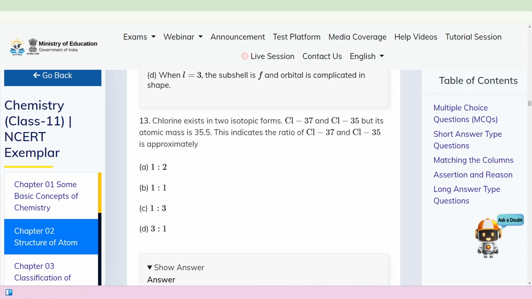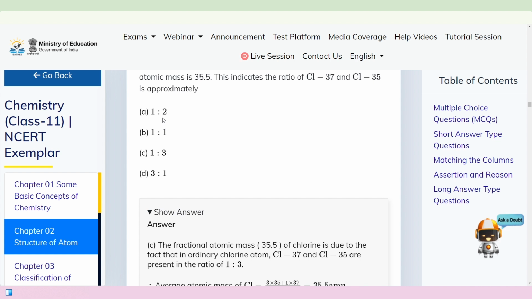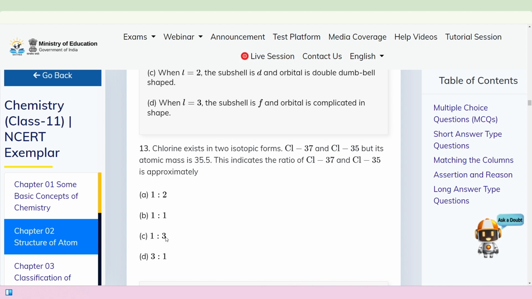If you plug in the values, you will find that this ratio comes out to be 1:3. Or you can do it this way. Just take the ratio as x. That will give you the population of Cl-37 as x, and for Cl-35 it will be 3x. So 37 into x plus 35 into 3x, divided by 3x plus x, should be equal to 35.5.